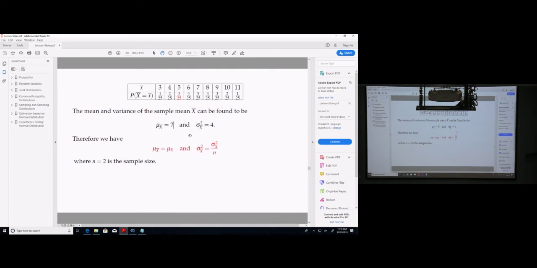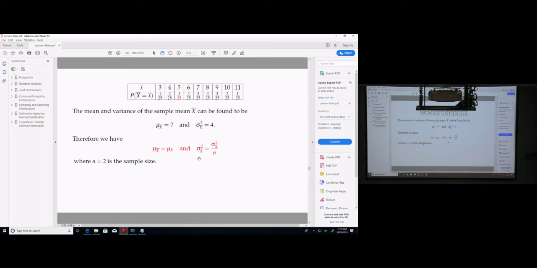So this is not a specific situation, but we do have this. This is a conclusion: the mean of the sample mean is equal to the mean of the population. Watch out, the bar is here on the left-hand side, and there is no bar here.